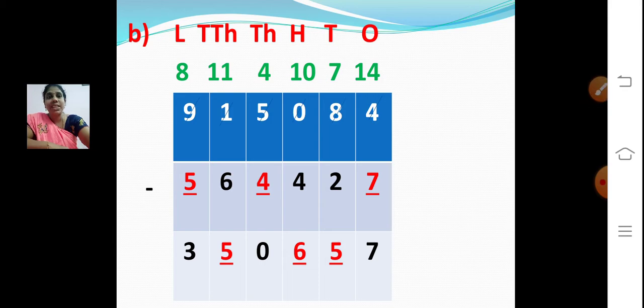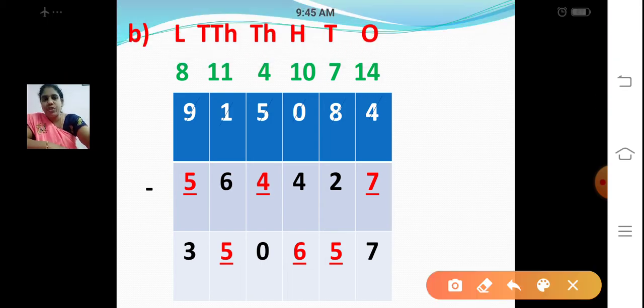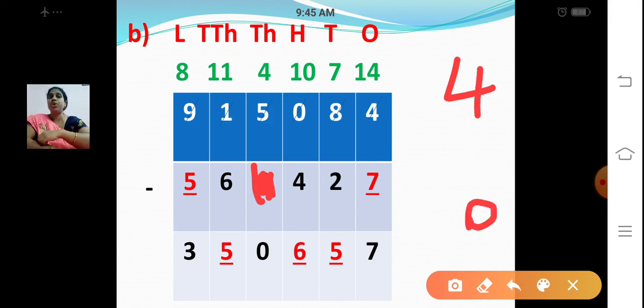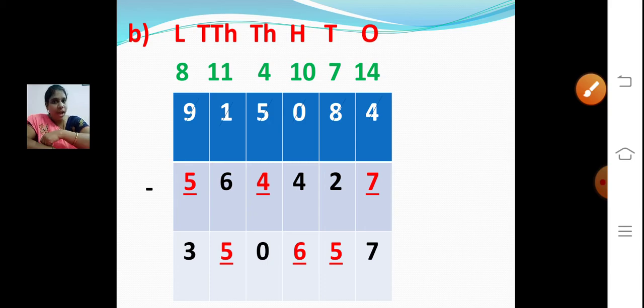What number am I having in the thousands place? 4, and I have to find out the subtrahend, right? So the minuend is 4. Now my difference is 0. To find out the subtrahend, what should I do now? I should subtract these two, right? 4 minus 0 is 4. So write 4 in the subtrahend place. To find out the subtrahend, you have to subtract the difference from the minuend. So 4 minus 0 is 4.